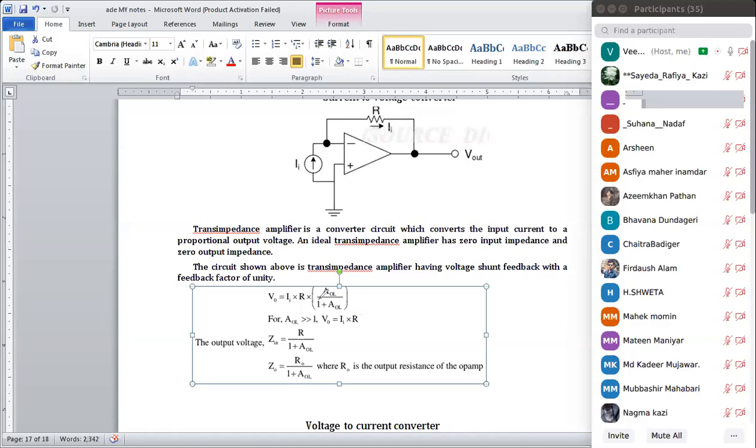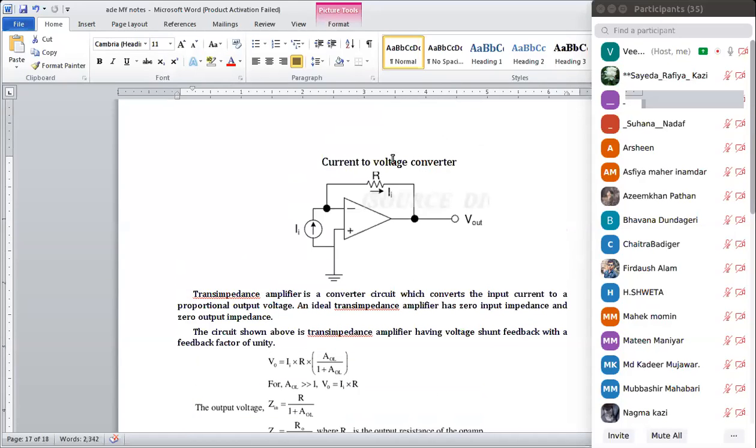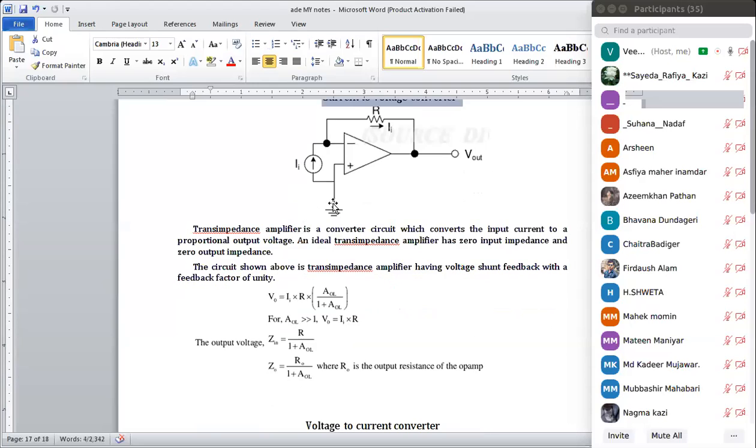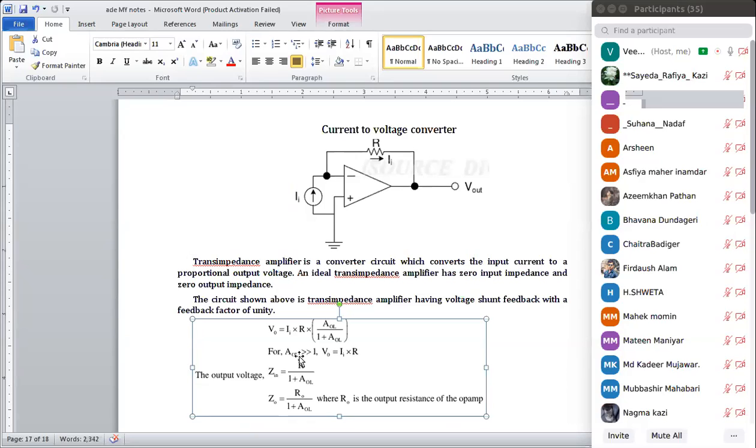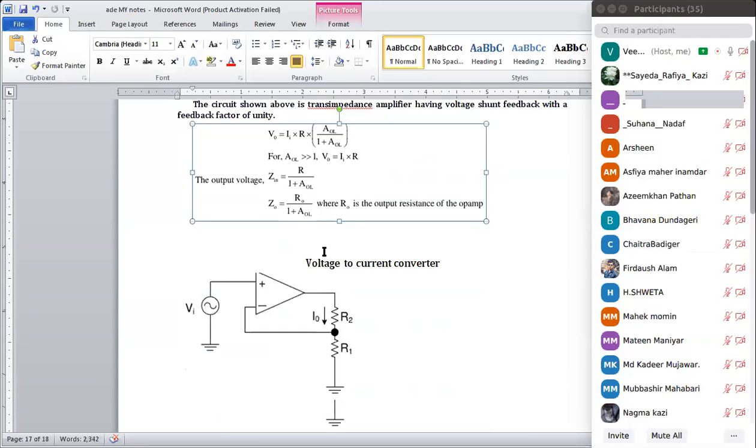And this is also called a transimpedance amplifier. So this is a current to voltage converter, a simple circuit with a simple equation. Okay.